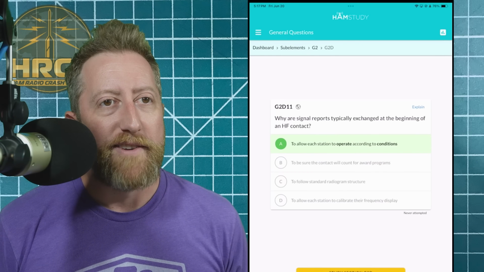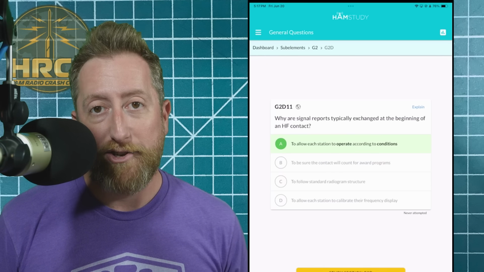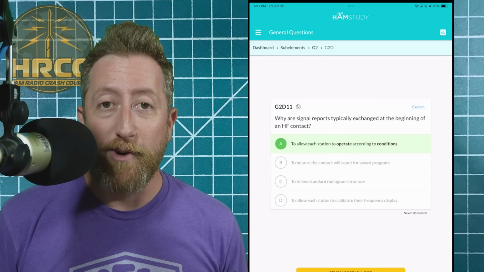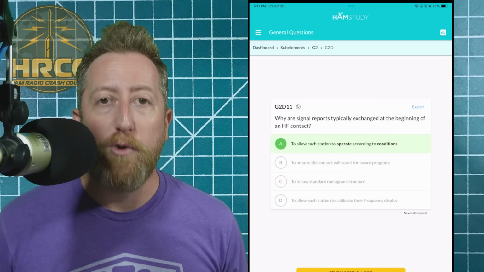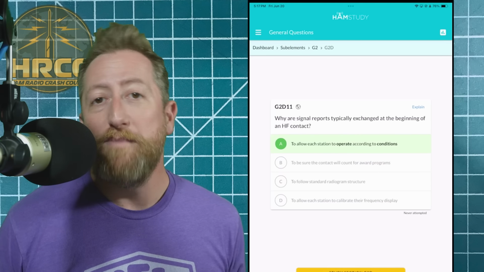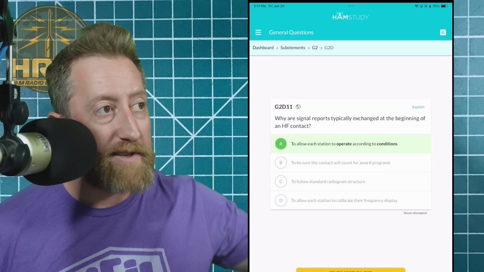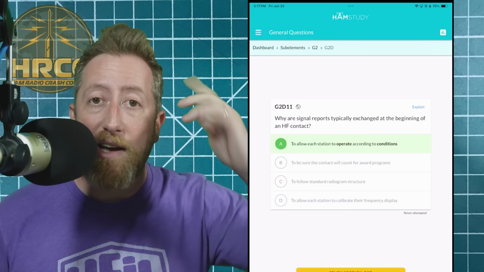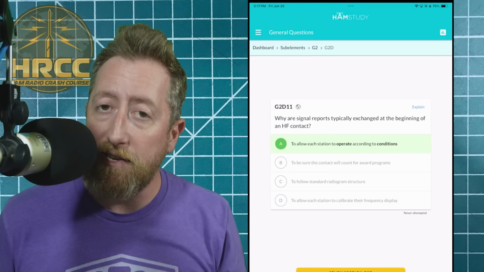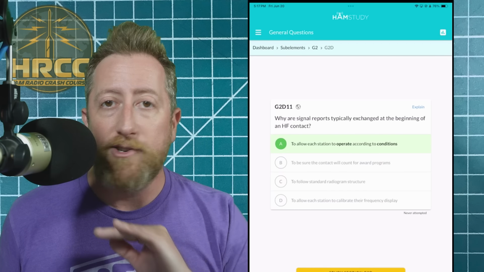Number 11, why are signal reports typically exchanged at the beginning of an HF contact? Oh, this is a really good one. Remember this. A, to allow each station to operate according to conditions. You don't know when the band's going to die on you, or when you were talking to Jerry and then all of a sudden Bob and his buddy, same frequencies, popped in on you because you had a band shift on propagation due to conditions. Get your information exchanged right up front.